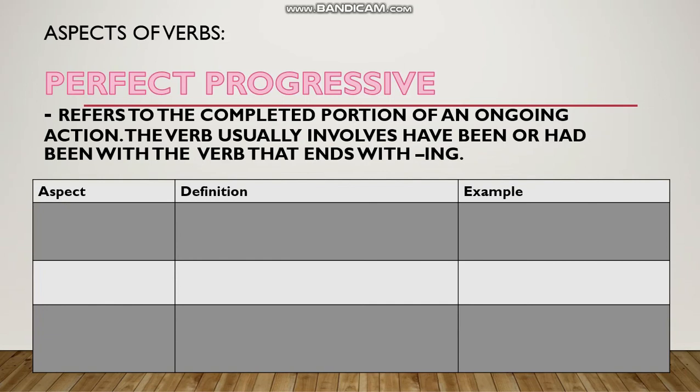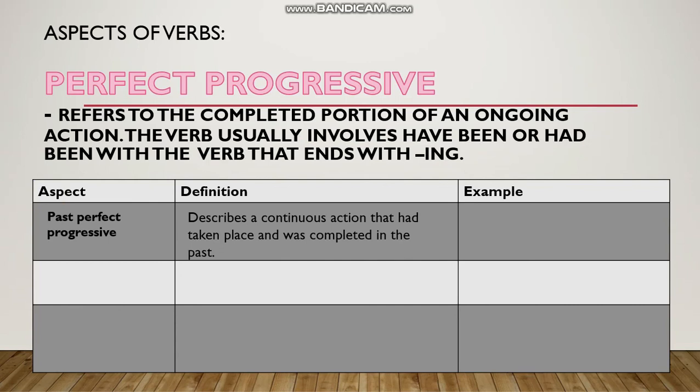So first aspect, the past perfect progressive. Definition: it describes a continuous action that had taken place and was completed in the past. When? In the past. And was completed in the past. So let's take a look at this example. They had been working on their research paper the entire night.